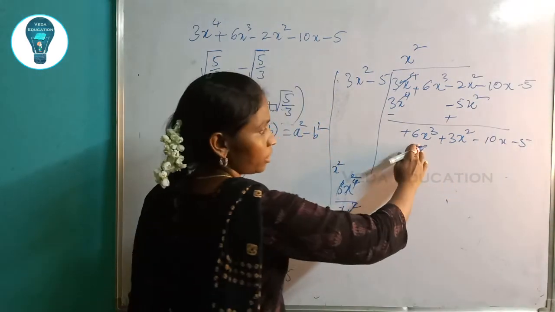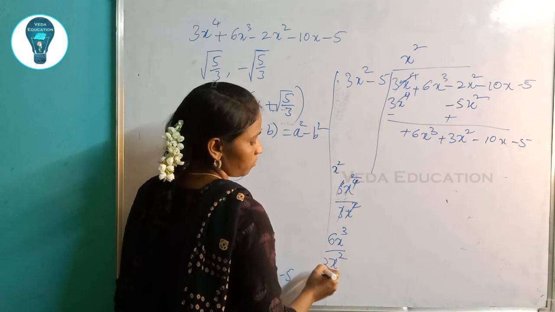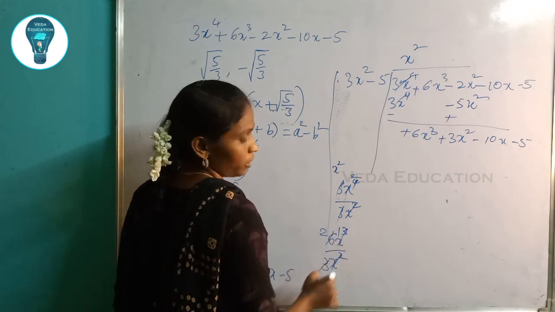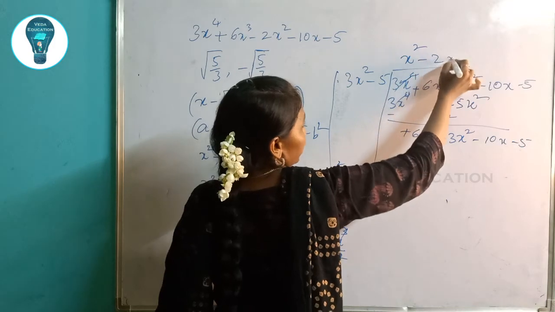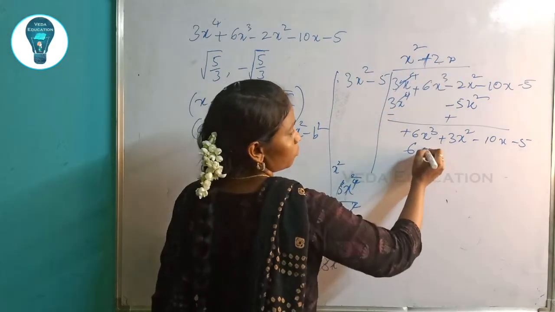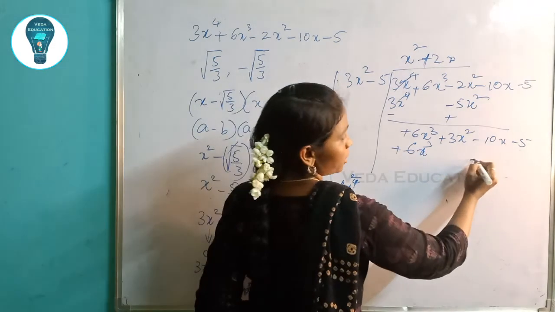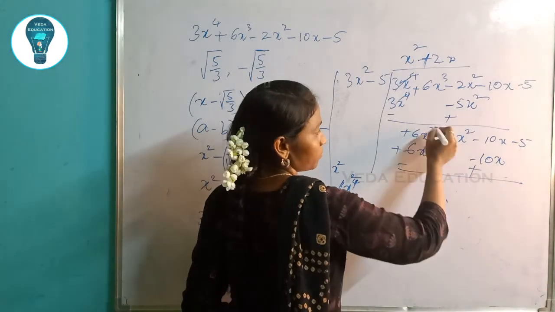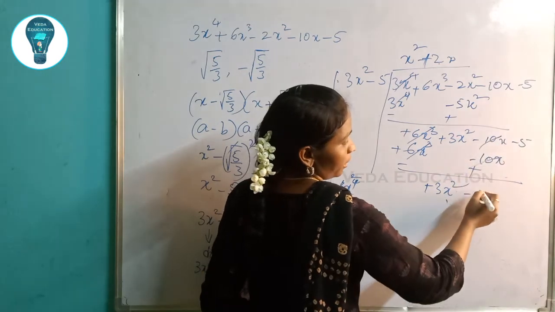Next, the dividend's first term is 6x cube. So divide with the divisor 3x square. 3 2s are 6, and out of 3, 1 will cancel. So 2x. Consider 2x here. 2 3s are 6, x into x square is x cube, and plus into minus is minus, and 2 5s are 10. Where we have the x term, write it here. Now change the sign. And here plus 3x square, and this will cancel, and minus 5.